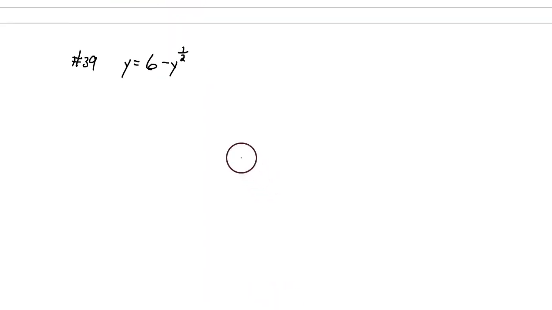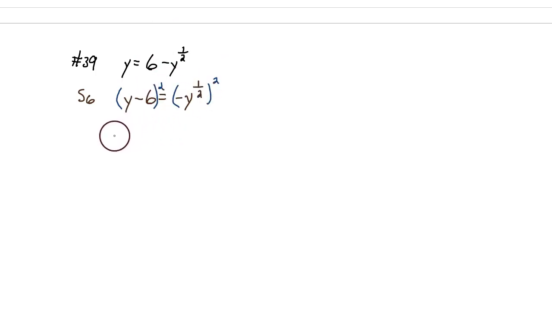Then number 39, we want to solve for y. The first thing I'm going to do is subtract 6 from both sides, getting y minus 6 equals negative y to the 1/2. The reason I did that is to isolate this term right here so that I can now try to remove that exponent. Raise both sides to the 2nd power.